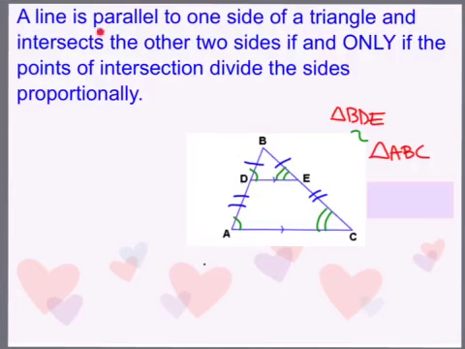A line is parallel to one side of a triangle and intersects the other 2 sides if and only if the points of intersection divide the sides proportionally. So this is a little bit different. We've talked about medians of triangles before. This isn't the median of a triangle. But if DE is parallel to AC and it intersects AB and BC, that means it divides the sides proportionally.